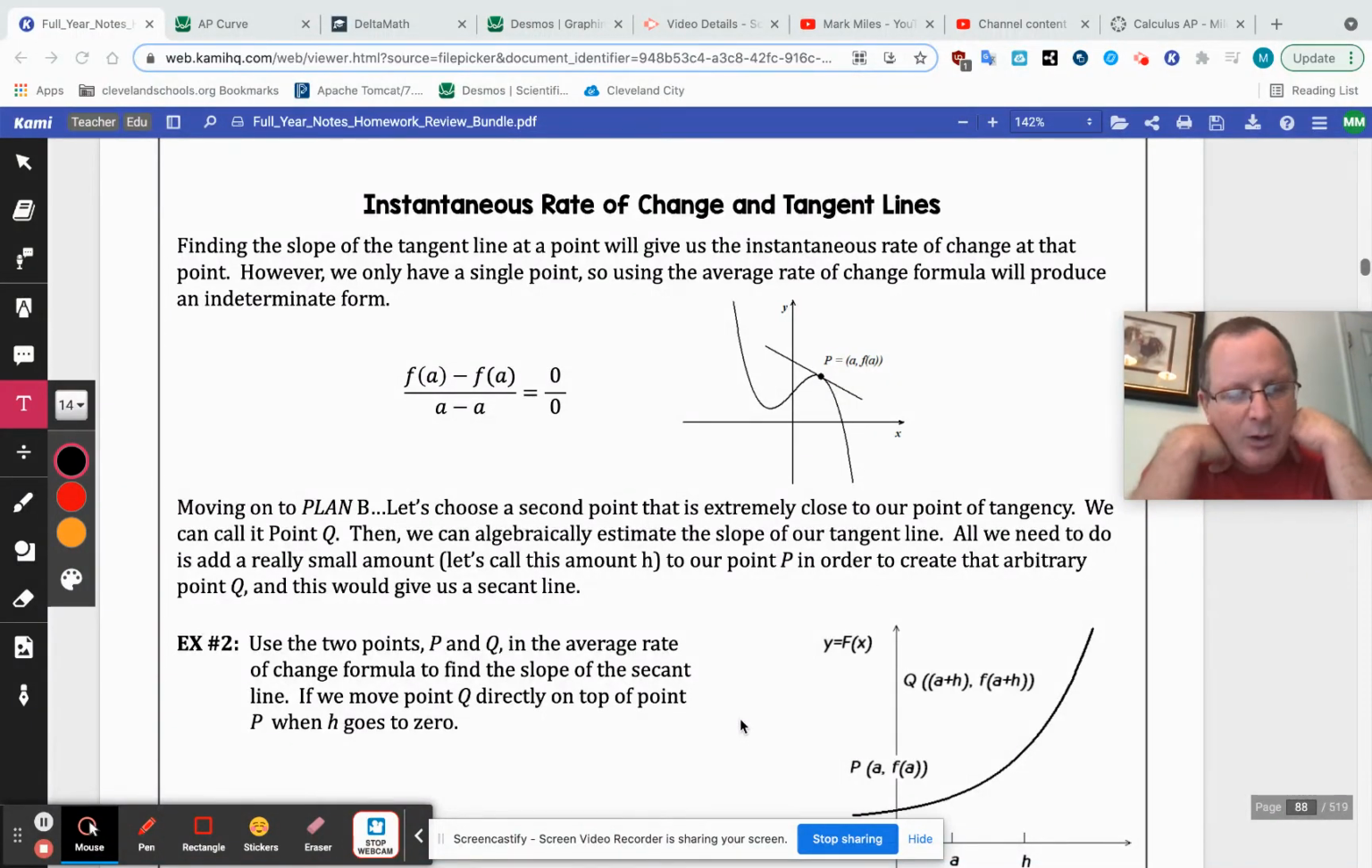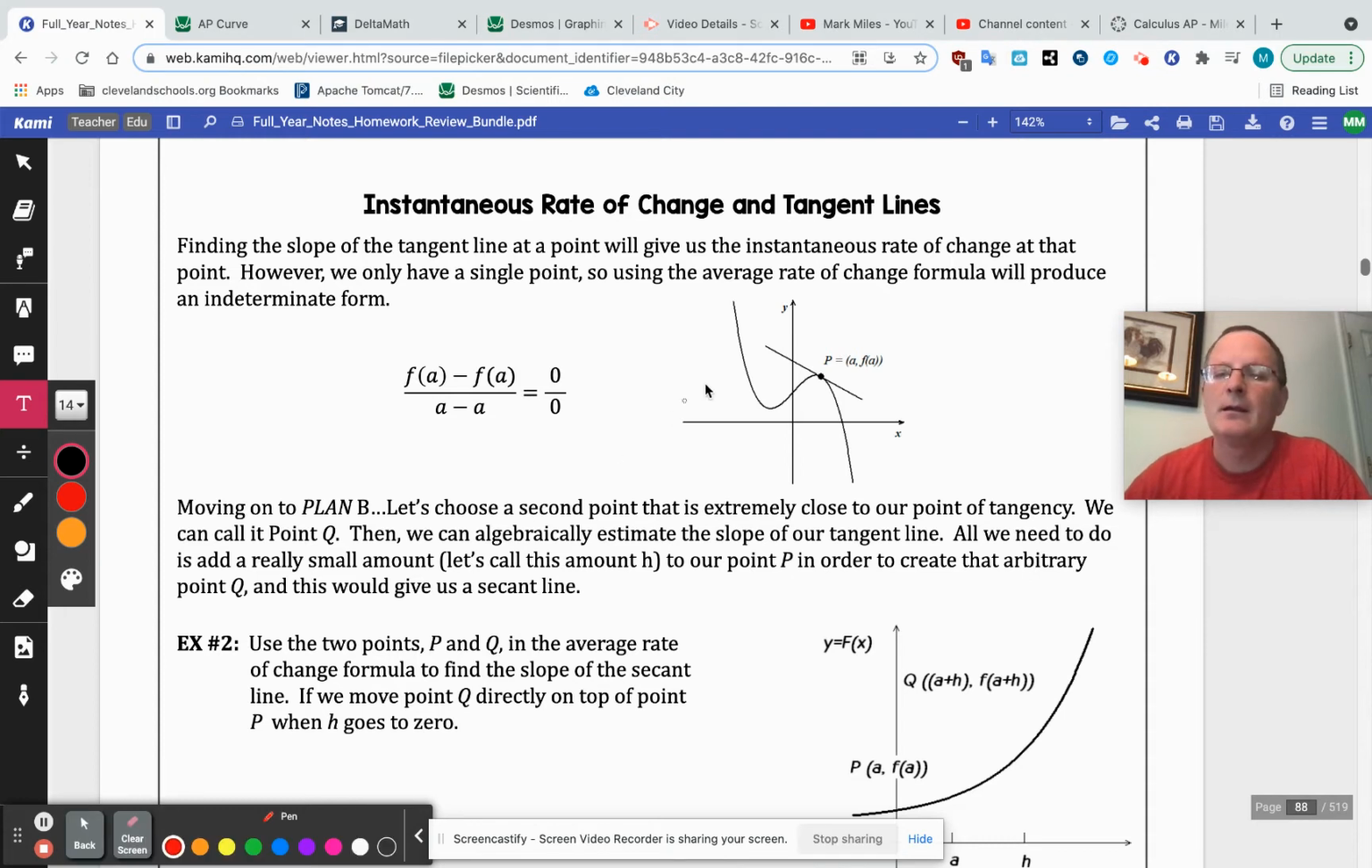Okay, so now we're going to talk about the instantaneous rate of change, and how that involves the tangent line. I love this drawing right here. On this curve, we want to find the slope of that line right there. So if this is indeed f of x, then we are very interested in finding what f prime of x is.